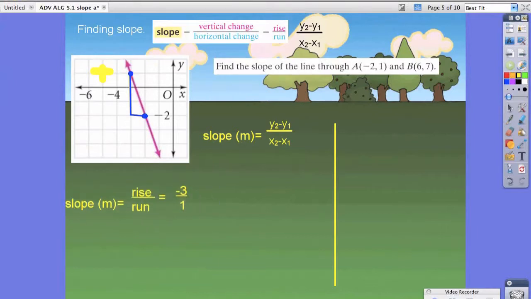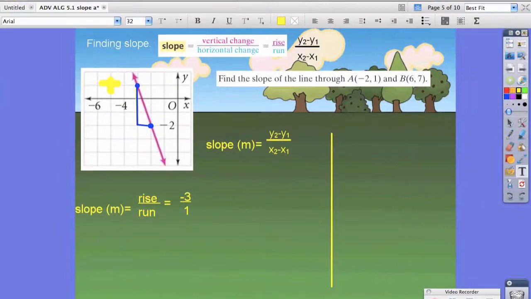So what we're going to do is look at the points they gave us, which are A is -2, 1, and B is 6, 7. Now, what we want to start off doing, especially since it's our first time, is label what all of these things are. So, we're going to label the first x, x sub 1. And you can label it in any order, we just need to make sure we're consistent.